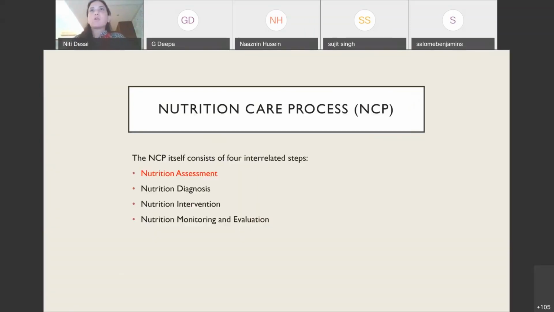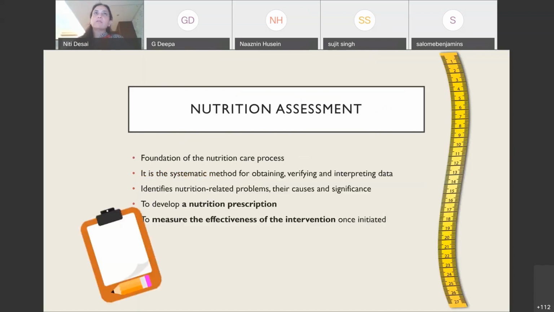So the nutrition care process, as we call our therapy, consists of 4 interrelated steps. First one is nutrition assessment, followed by nutrition diagnosis, which is based on our assessment. Based on our diagnosis, we plan the prescription or the nutrition intervention. And then, of course, over time, we monitor it and evaluate it as to how effective the nutrition intervention has been. So today we are going to be talking about the first process, that's the nutrition assessment.